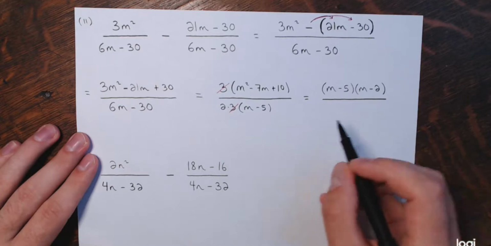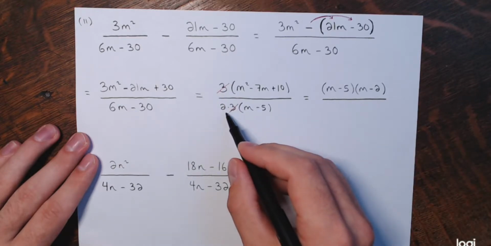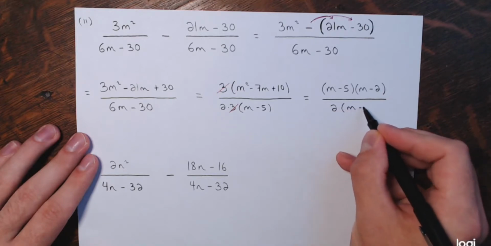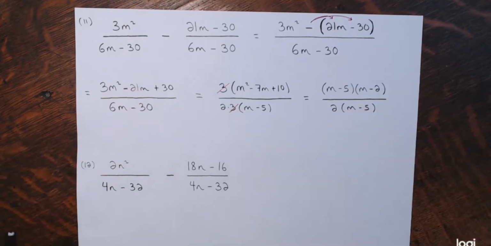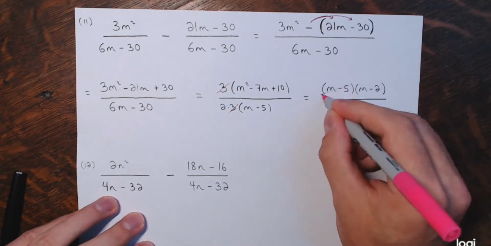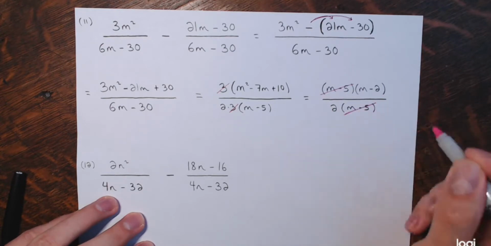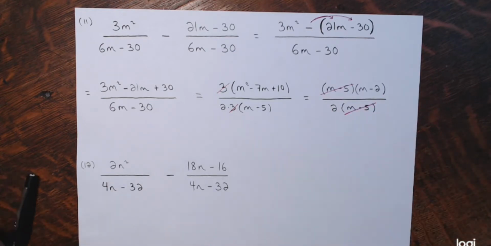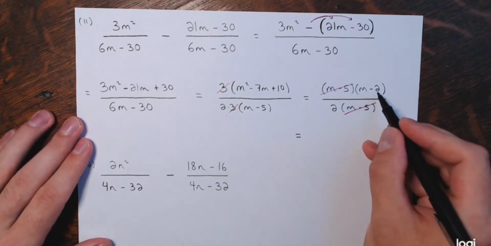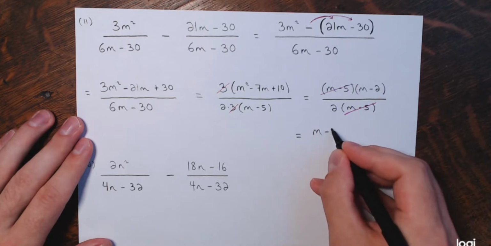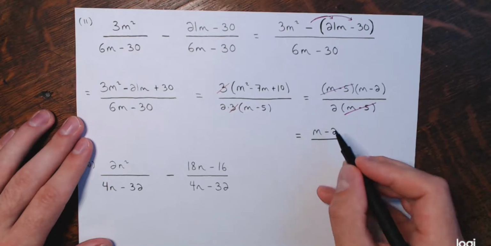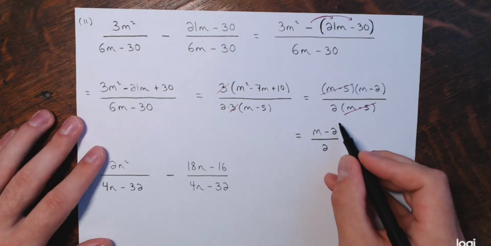Right, divided by, and then since I already canceled the 3's, the factors of the denominator are 2 and the quantity m minus 5. And I'm seeing one more common factor in the numerator and denominator, and that's the m minus 5, right? M minus 5 is common. So I'll cancel those. And then finally I'm left with only one factor in the numerator, m minus 2, over, or divided by, and then only one factor left in the denominator, right? Just the 2. And there you go.